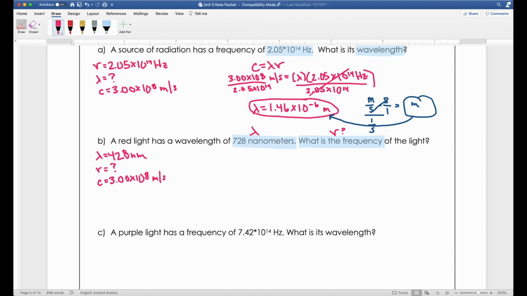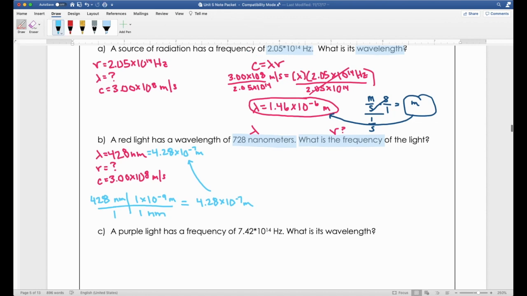So I'm going to pick a different color again. First things first, we have to convert that nanometers to meters. You're going to see you do have to convert a lot with nanometers to meters specifically in this section. So there's our conversion, and you should have 4.28 times 10 to the negative 7th meters. And that is equivalent to 428 nanometers, which is what I just found up there.